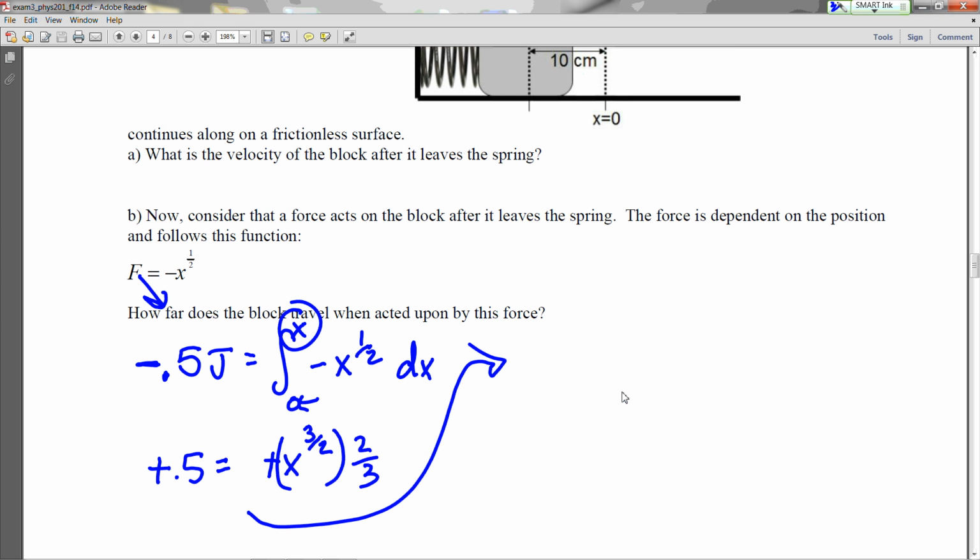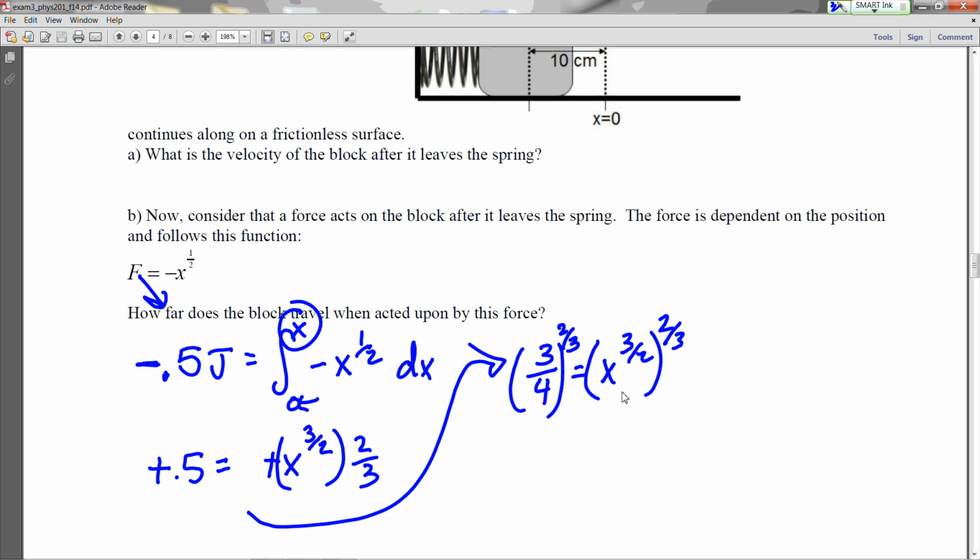This becomes 3 halves times a half. That's 3/4. This is just algebra from here. Equals x to the 3 halves. And then you raise both sides to the 2/3 power in order to find the answer.